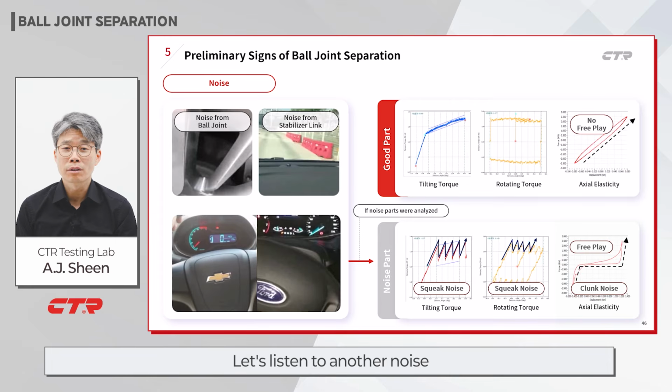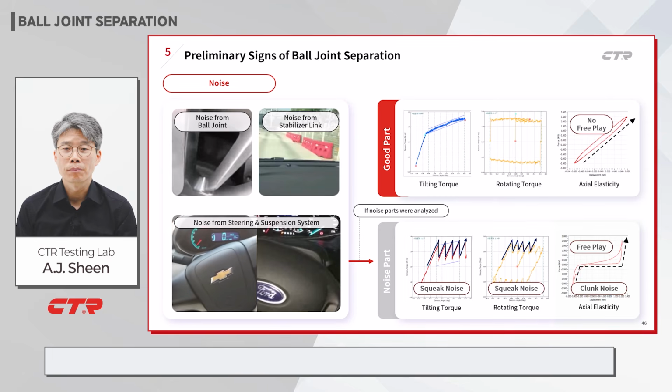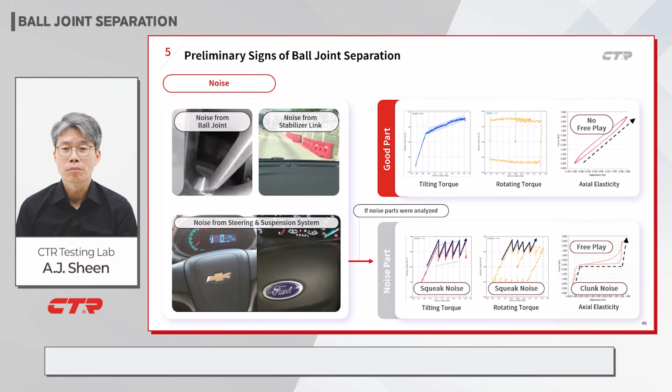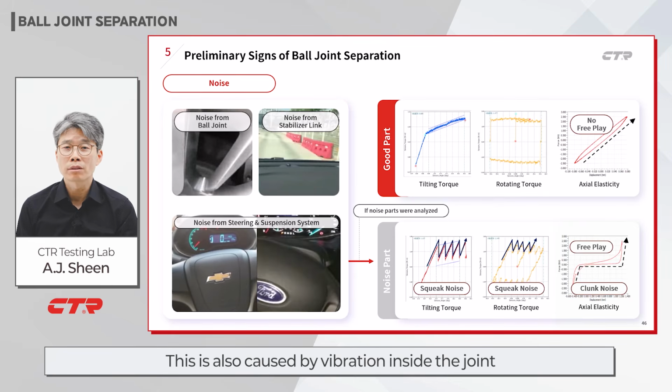Let's listen to another noise that can be heard from inside the car when operating the steering wheel. This is also caused by a vibration inside the joint, and the vibration is amplified in the connected parts, resulting in noise. In any case, if you hear noise, this is a preliminary signal that you need to take action.